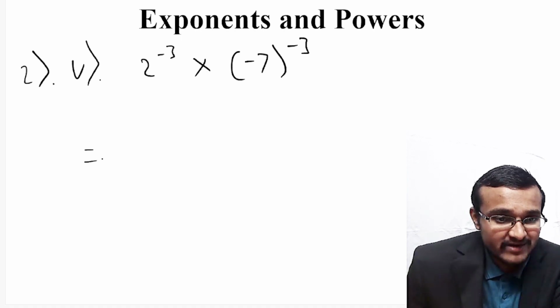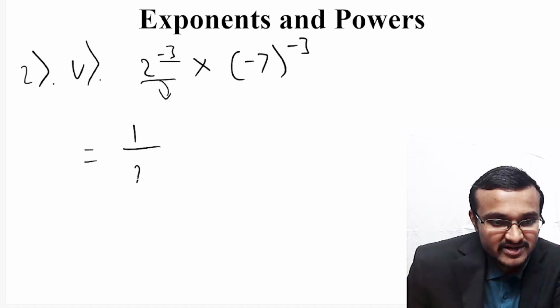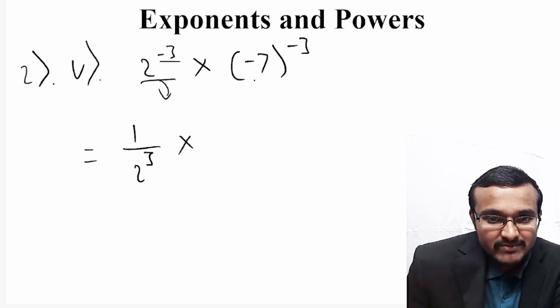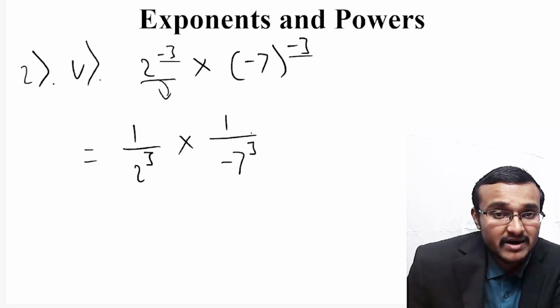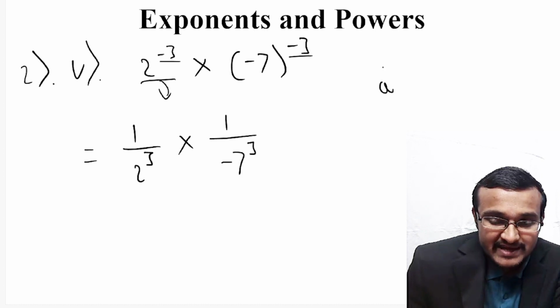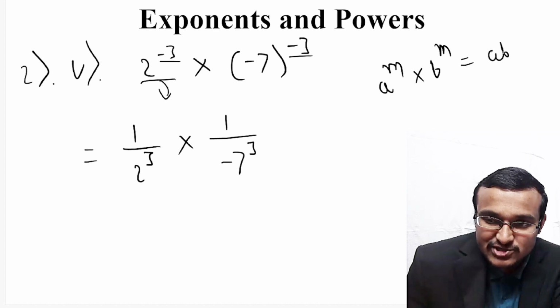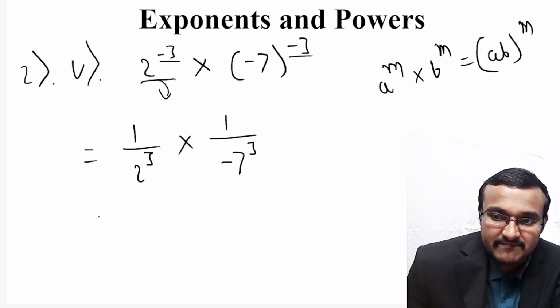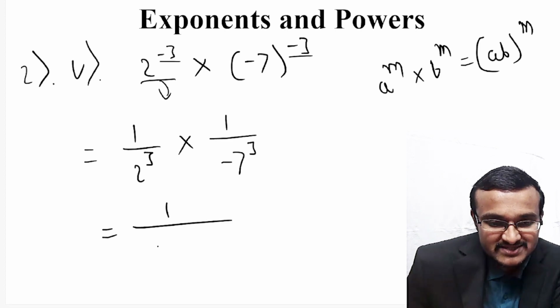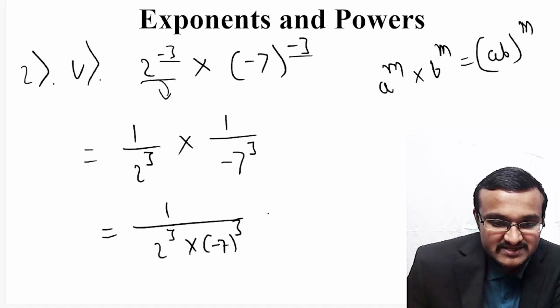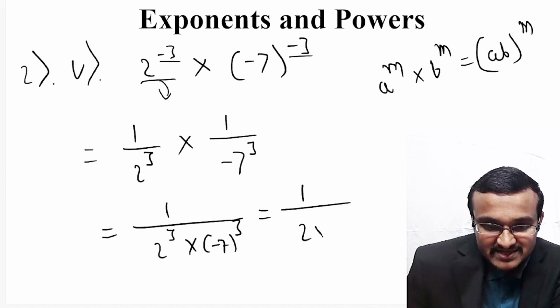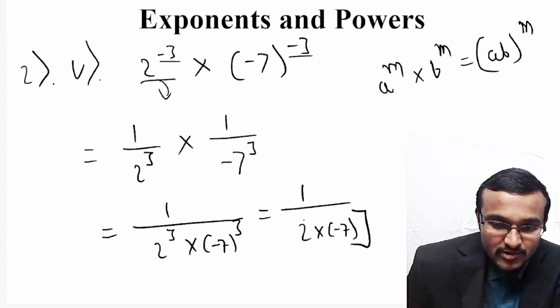So now when you solve this particular equation, it will become 1 by 2 power 3 into minus 7 power 3, because if you bring it to the denominator, the power minus 3 will become plus 3. So according to one of the laws, a power m into b power m can be written as a into b whole power m. So here also, in the denominator it is 2 power 3 into minus 7 power 3. The powers are the same, so you can multiply the bases, that is 2 into minus 7 whole power 3.